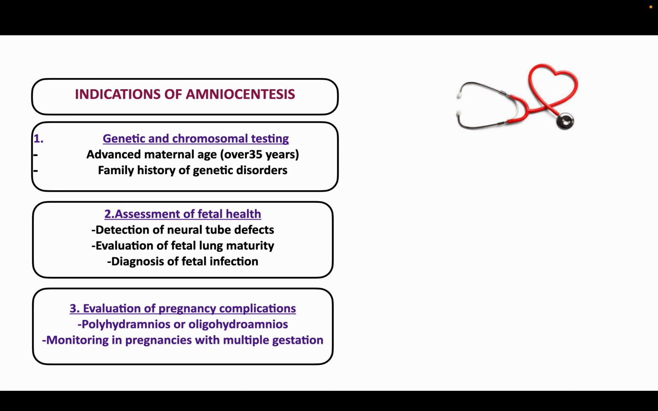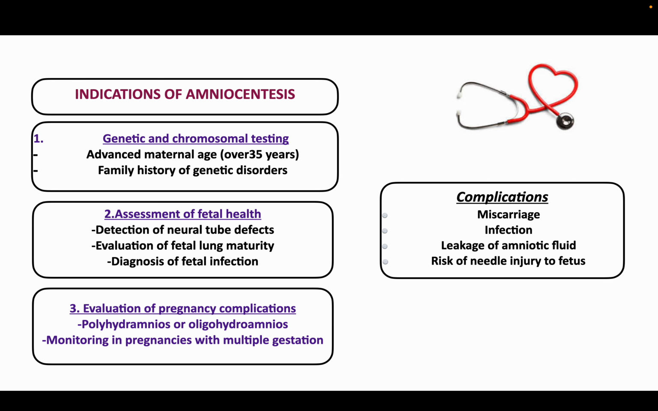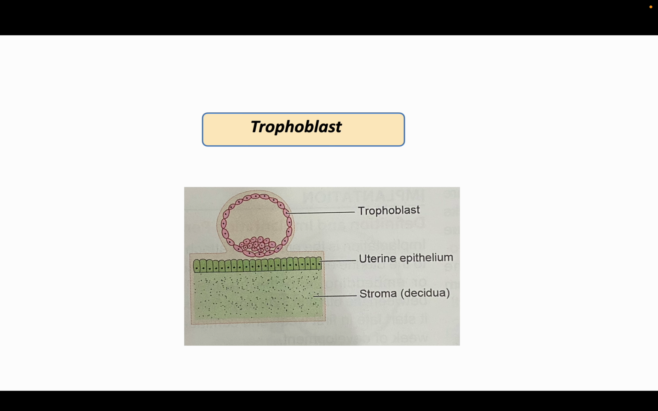Third is evaluation of pregnancy complications, so polyhydramnios or oligohydramnios. Why is it happening? For that, amniocentesis is sometimes done. Then monitoring in pregnancies with multiple gestations. Now, what are the complications of this procedure? Miscarriage can happen, infection can occur, leakage of amniotic fluid can be there, then risk of needle injury to the fetus is there.